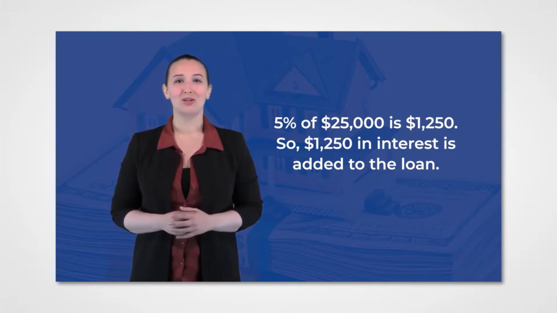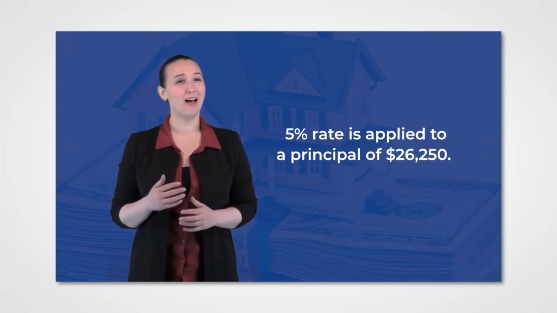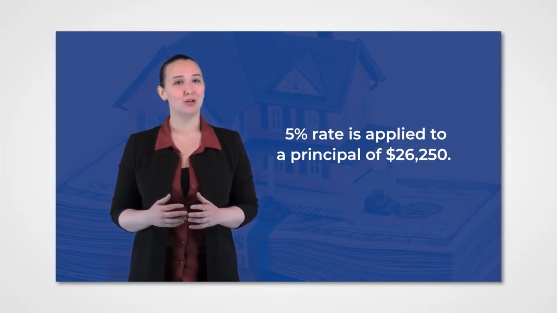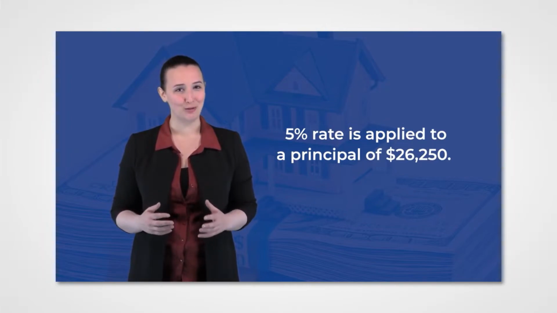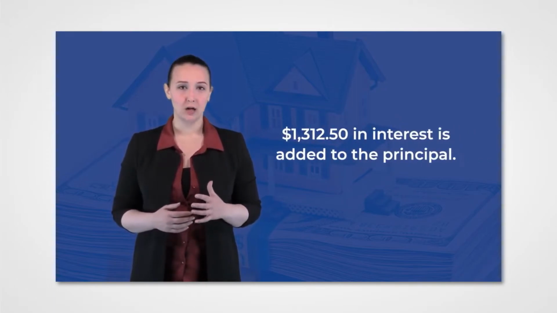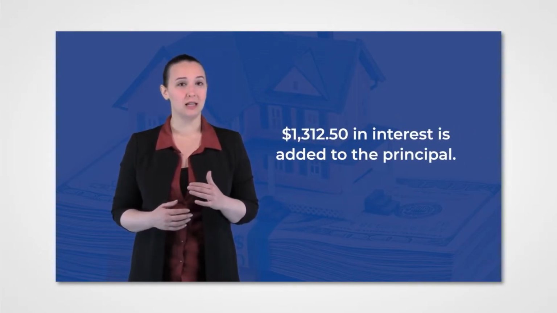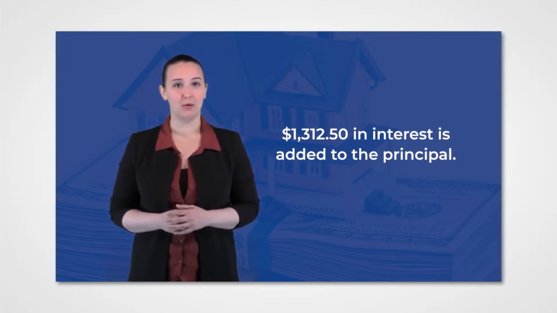So, $1,250 in interest is added to the loan. The next time interest is applied, that 5% rate is applied to a principal of $26,250. This means that this time, $1,312.50 in interest is added to the principal.